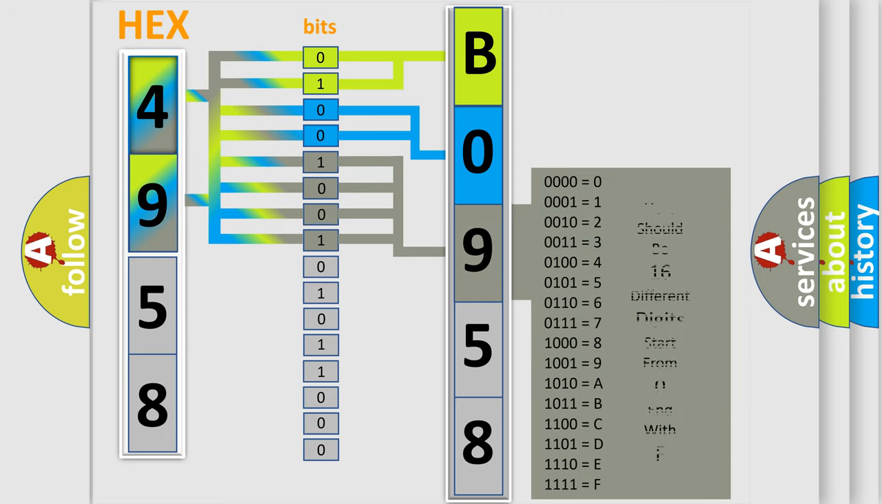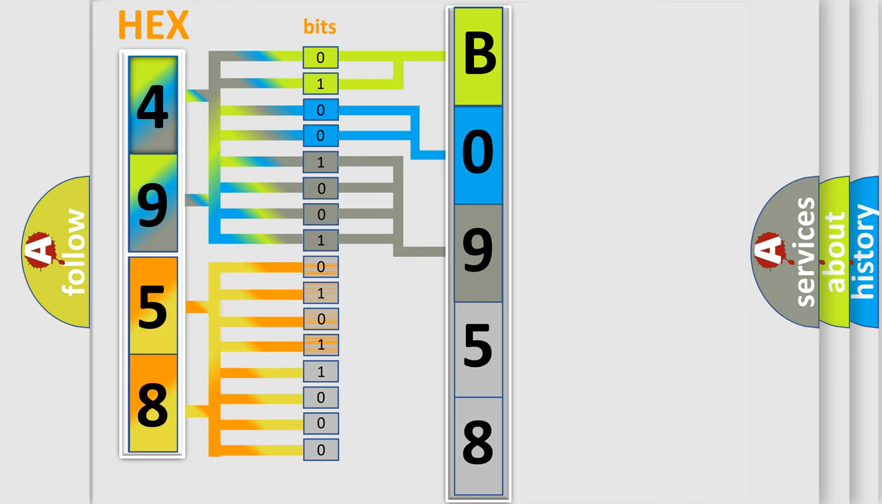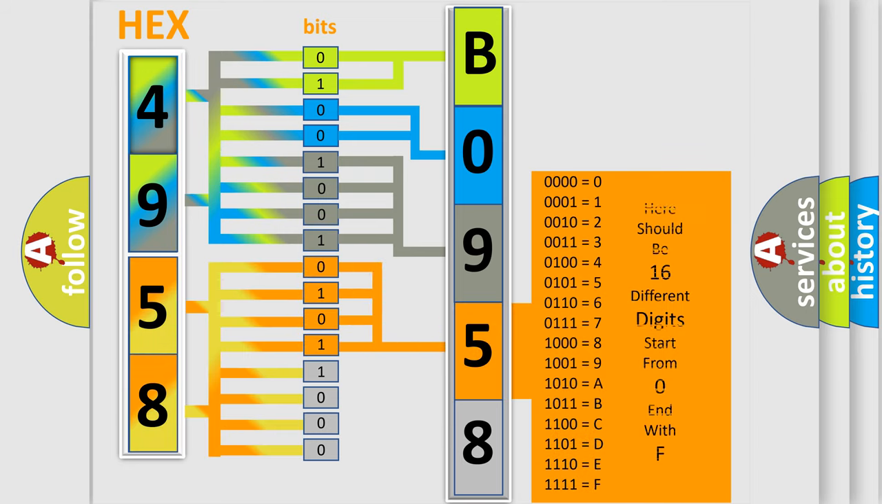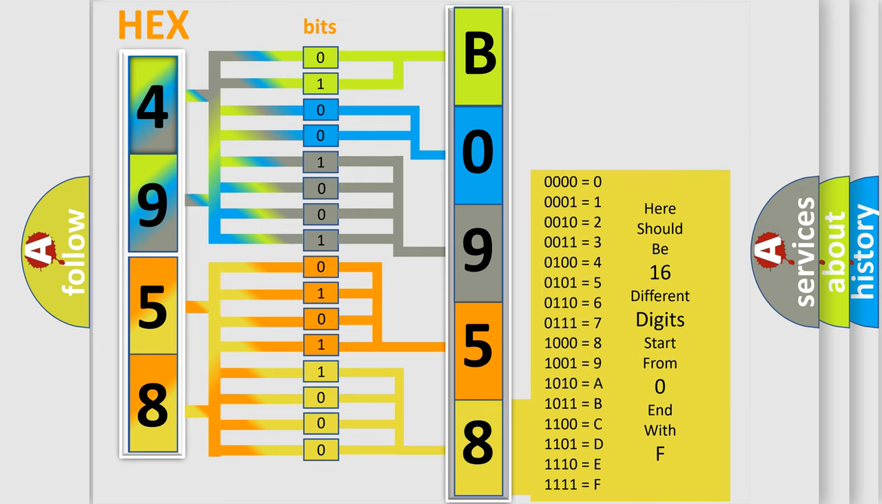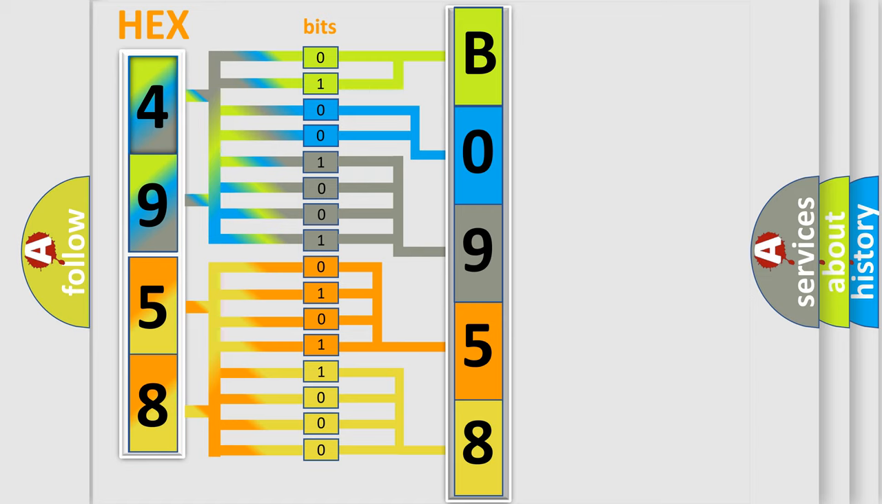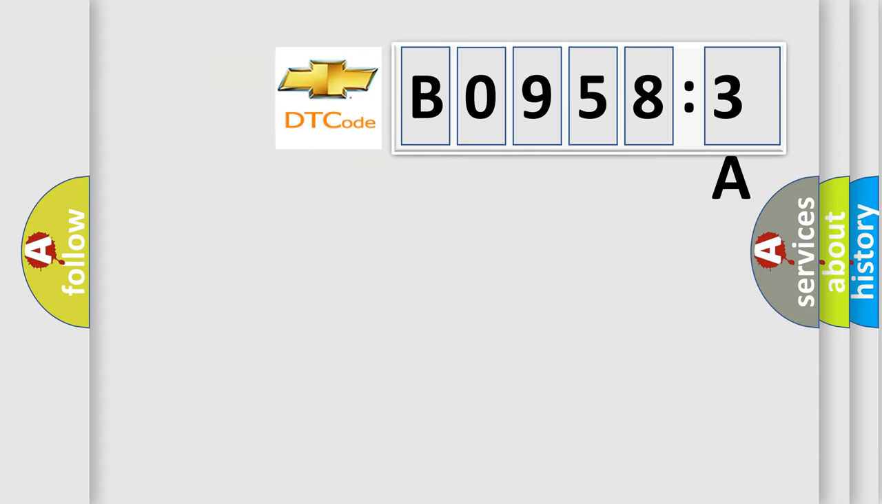The second byte is composed of a combination of 8 bits. The first 4 bits determine the fourth character of the code, and the combination of the last 4 bits defines the fifth character. A single byte conceals 256 possible combinations. We now know in what way the diagnostic tool translates the received information into a more comprehensible format. The number itself does not make sense to us if we cannot assign information about what it actually expresses. So, what does the Diagnostic Trouble Code B0958-3A interpret specifically for Chevrolet car manufacturers?